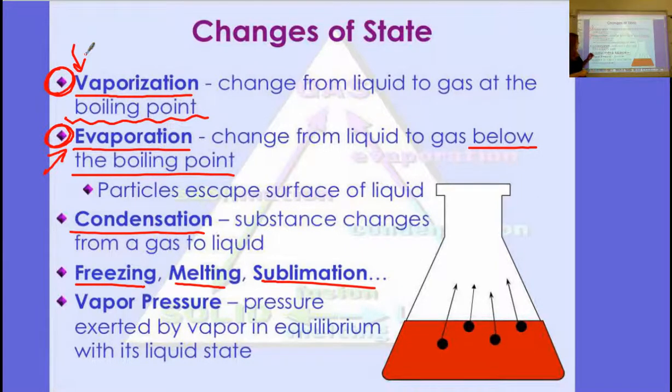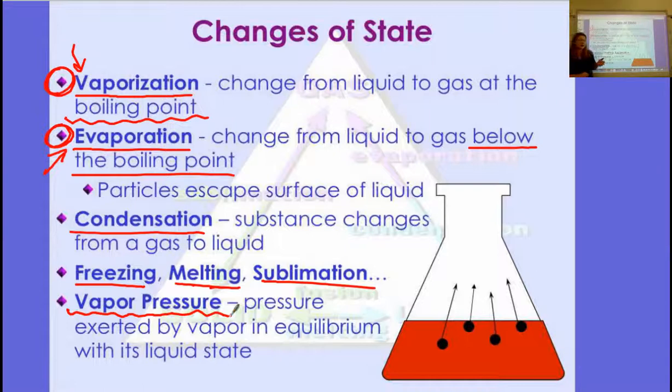Condensation, from a gas to a liquid. Freezing, liquid to solid. Melting, solid to liquid. Again, if you're confused about some of these terms, you need to know all 6 of them. Go back a couple slides, go back to the last video, and make sure you're clear on all 6 of these terms. Our new term for video D is vapor pressure.